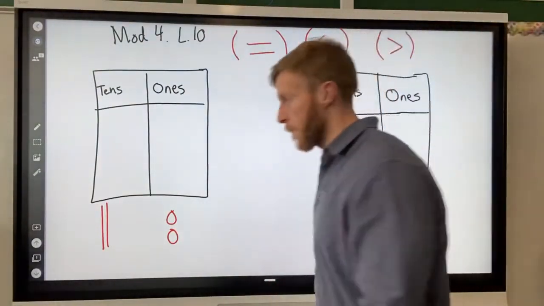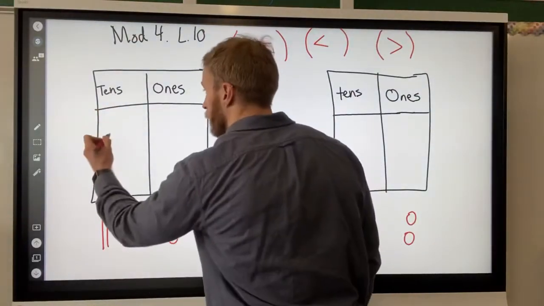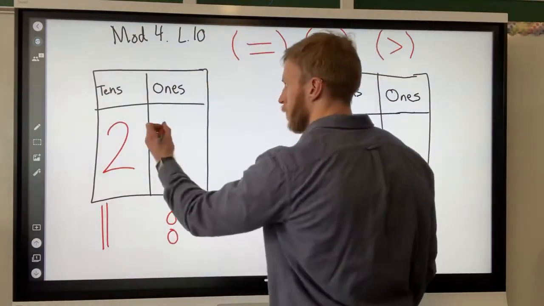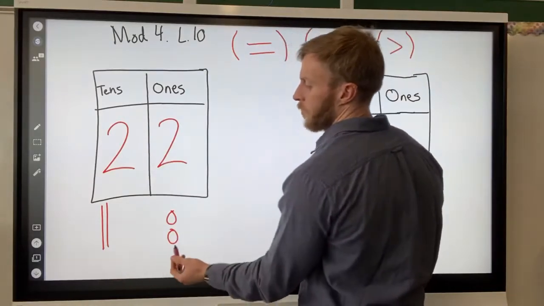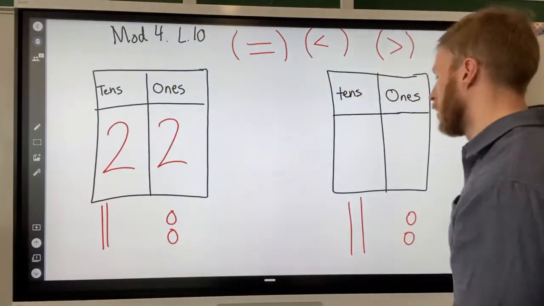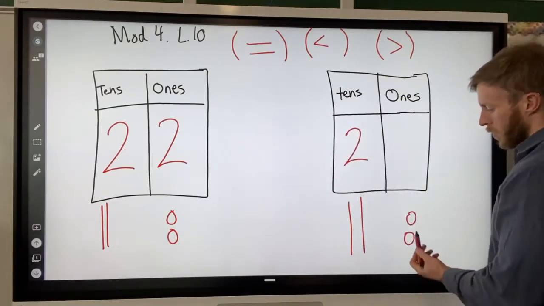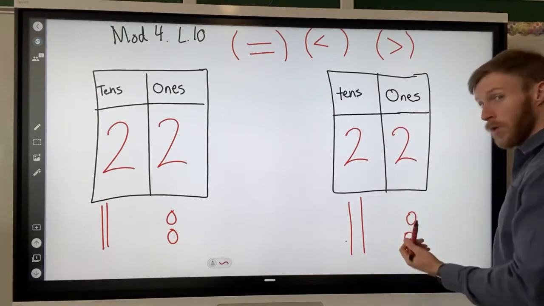But let's look at it. Tens. How many tens? We have 1, 2. Ones, 1, 2. So the number is 22. We got 10, 20, 21, 22. Awesome. Over here, 1, 2. 2 tens. 1, 2. 2 ones. We got 10, 20, 21, 22.